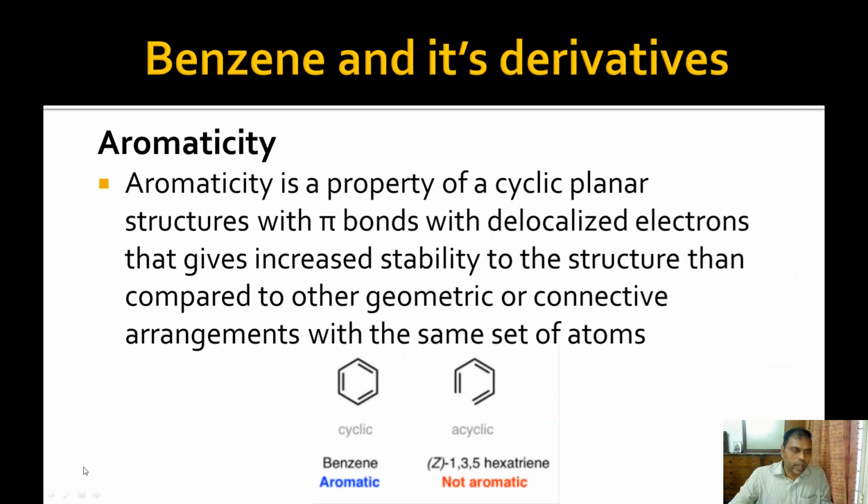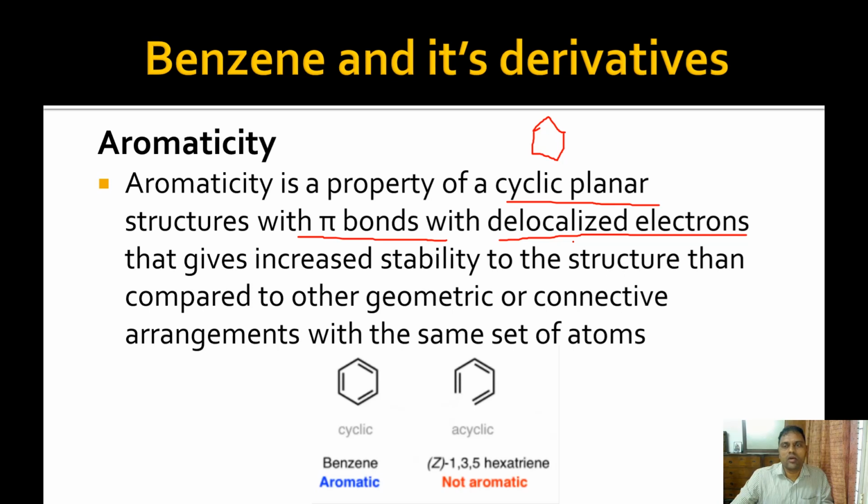Alright, next is aromaticity. What is aromaticity? Any aromatic compound should be cyclic and planar. It should be cyclic, with the atoms joined in a ring, and it should be planar, in a plane. It should have pi bonds, and these pi bond electrons are delocalized.